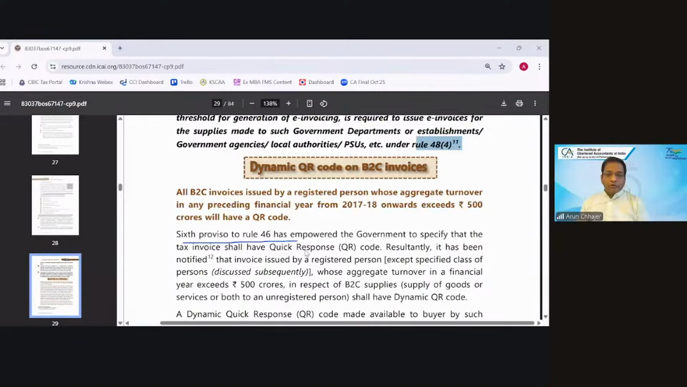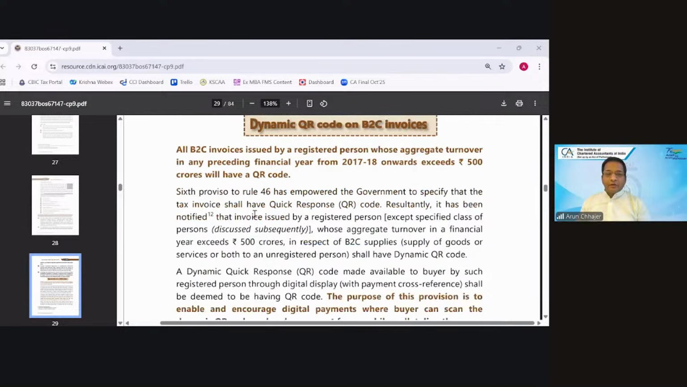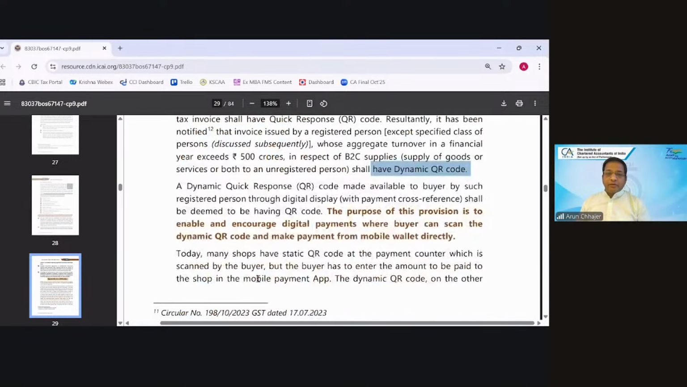Sixth proviso to Rule 46 has empowered the government to require the QR code. Resultantly, it has been notified that invoices issued by a registered person whose aggregate turnover exceeds 500 crore in respect of B2C supplies shall have the dynamic QR code. The purpose of this provision is to enable and encourage digital payment, where the buyer can scan the dynamic QR code and make the payment directly.